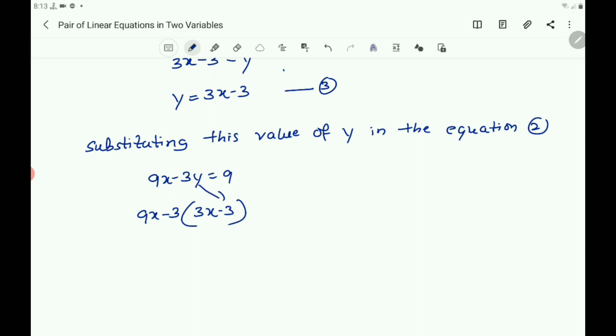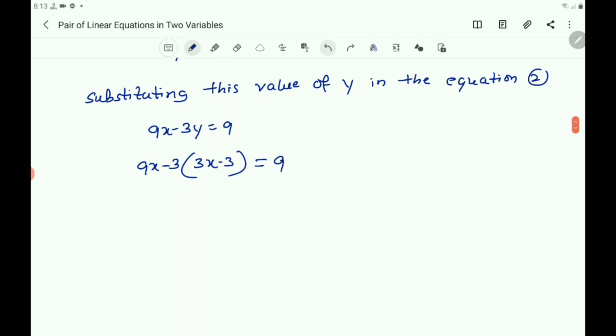The y is 3x minus 3. That equals, you write this 9 as it is. Now you write 9x only, minus 3 into 3x, you got minus 9x, and minus 3 into minus 3. Minus 3 into minus 3 is plus 9, equals 9. And you know that 9x cancel and 9 is equal to 9, which is true.